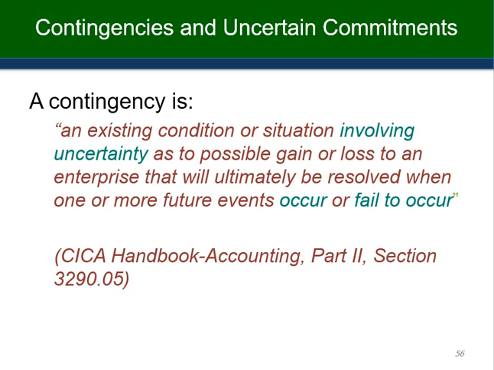An existing situation involving uncertainty as to a possible gain or a loss to an enterprise that will ultimately be resolved when one or more future events occur or fail to occur. So resolution of the uncertainty may confirm that we've got an asset. If we're suing somebody and we win, then they owe us money. That's an asset. Or the reduction of a liability. They say we owe them $100,000 and we sue them and say, no, we only owe you $10,000.